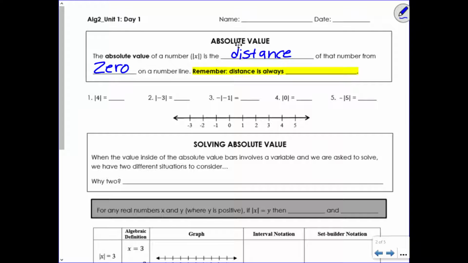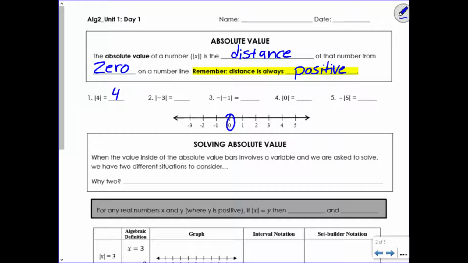Remember, when you're finding distance, it's always going to be positive. I'm sure that's probably the most common idea that you associate with absolute value. The answer is always positive for an absolute value. So let's say I want the absolute value of 4. How far away from 0 is 4? 4. Because if you look at this number line, here's our reference point, you have to go 4 out to the right to get to 4.